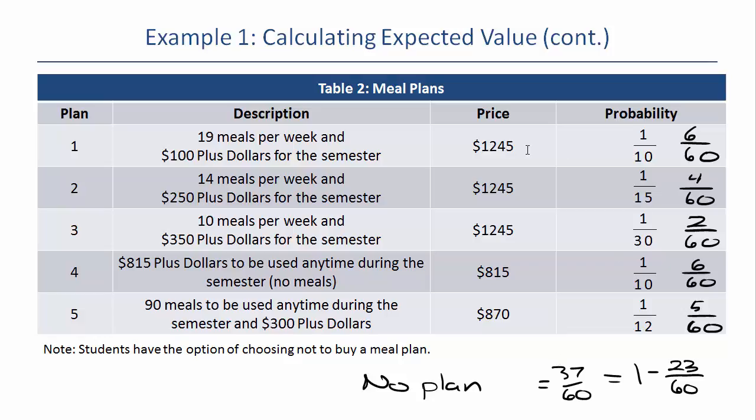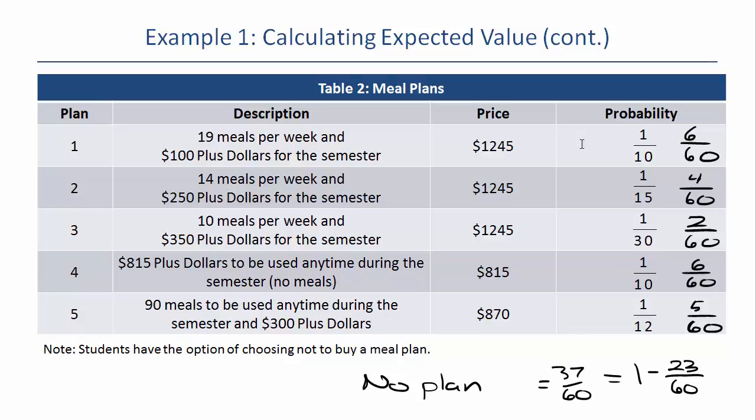Well, then that means this amount of money is going to get multiplied by 6 because 6 students bought that plan. And this amount of money is going to get multiplied by 4. And this amount of money is going to get multiplied by 2. And this amount by 6. This amount by 5. And then, of course, this amount is 0 times 37. And that would be how much total money they all spent. And then we would divide that total by 60, and that would give us the average amount of money per student, right? Well, think about the math.